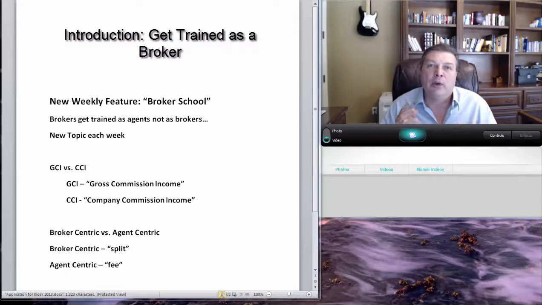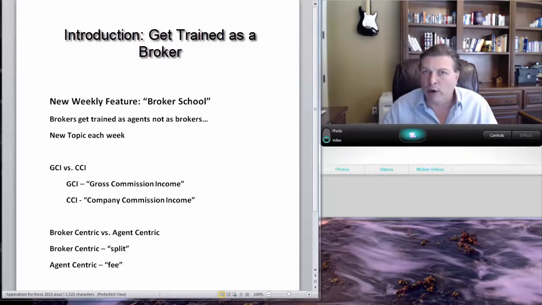So we're going to start with some terms that everybody has to be aware of that you really never see as an agent. First set of terms we're going to talk about is GCI and CCI. GCI is gross commission income. That's the total dollars that come into the office itself before you pay the agent. So if it's a $100,000 sale and 3% buyer side, GCI would be the $3,000 at 3%.